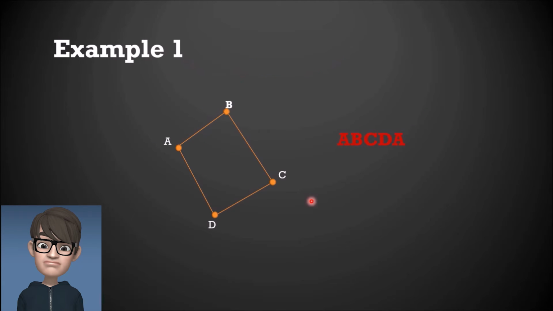Let's have an example. This graph with an Euler circuit would be something like this. There is a path from A, go to B, go to C, go to D, and come back to A. As we can see, we start at A and we also end at A, and we are visiting every edge exactly once. Therefore, it is an Euler circuit.